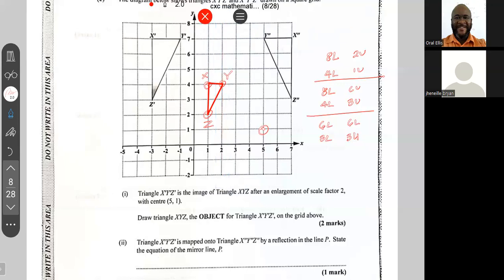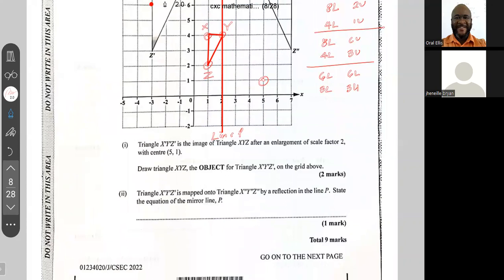Now, the mirror line is the line P. So this is the line P, and we're asked for the equation of the line P. Now, a vertical line that passes through 2 on the x-axis is the line x is equal to 2. So line P is x is equal to 2. The mirror line, line P, is the line x is equal to 2.